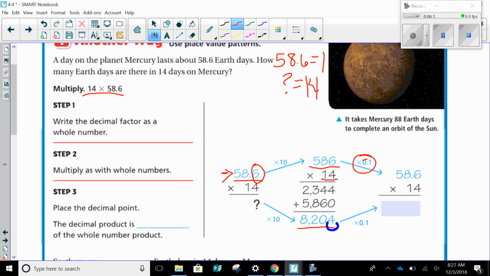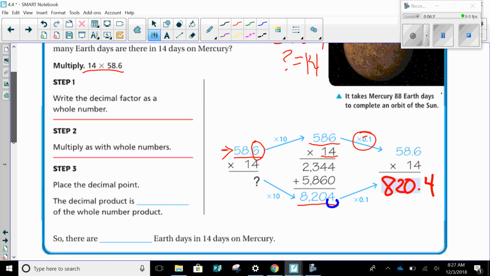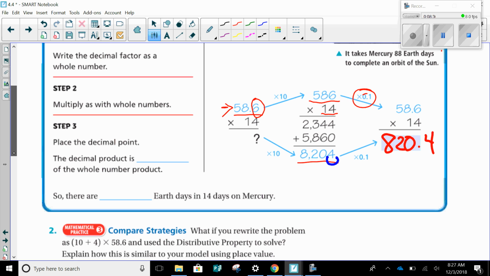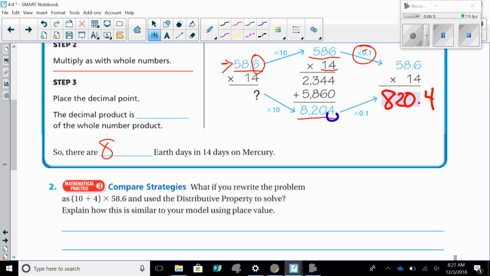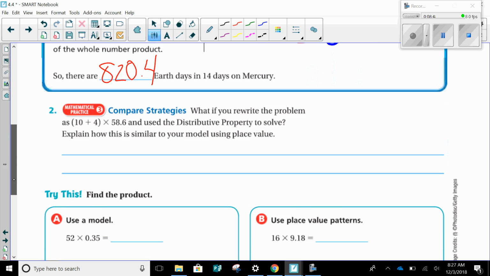Don't want to play nice. So that means my answer is 820 and 4/10. Okay, all right, so that's pretty easy. I like that one because it's just moving the decimal point. Okay, so there are 820 and 4/10 Earth days and 14 Mercury days. Okay, pretty easy there. So now let's go down here.